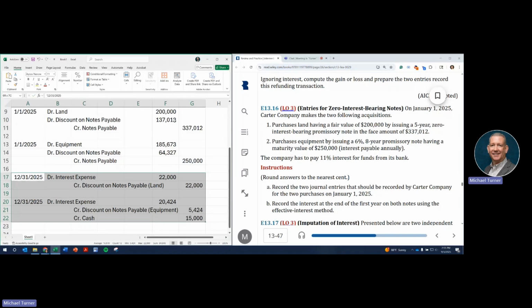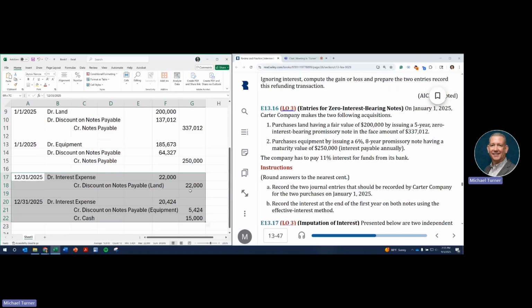And we're going to amortize that through interest expense as we go throughout the term of the note over 5 years. The discount on the notes payable for the equipment is much less, even though the loan is longer. That's because we're going to have to make cash payments throughout the year, so the discount is not as large. If we look down at our interest expense journal entries, the land interest is all held inside of that discount on notes payable, and that discount will be amortized to interest expense as the term of the loan proceeds.